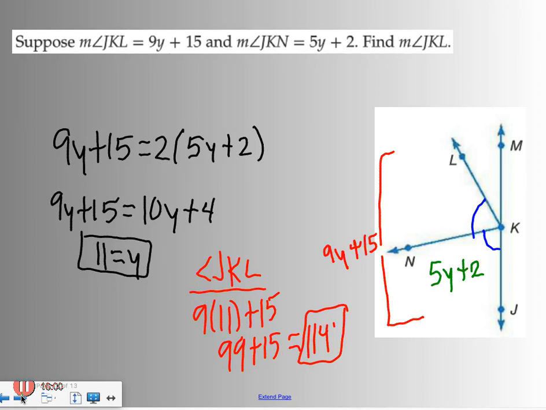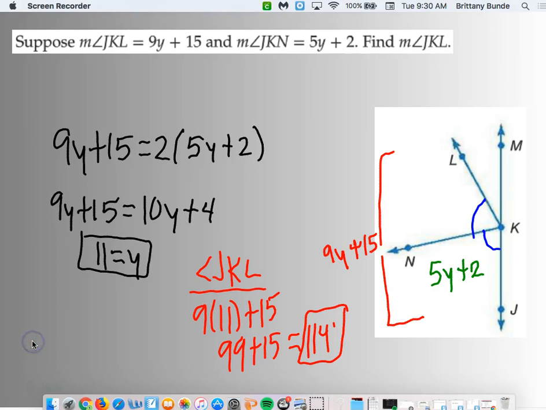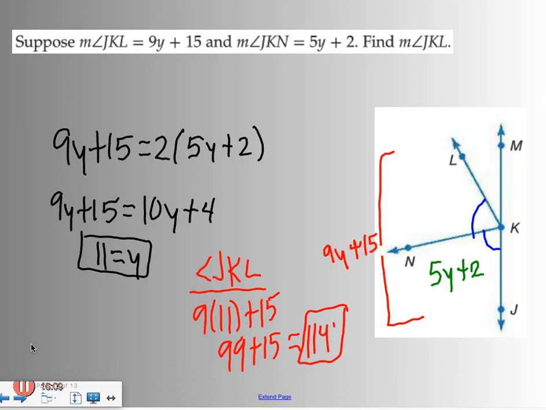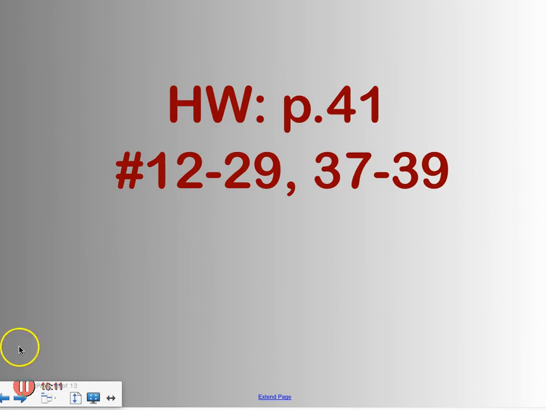I thought going over our homework was going to take more time, so your assignment won't take you very long. There you go.